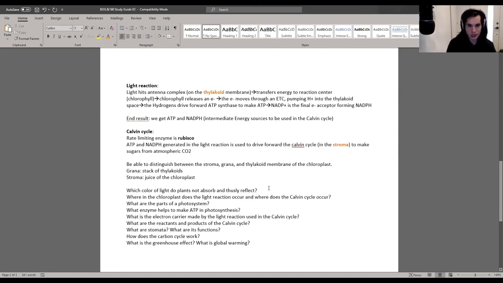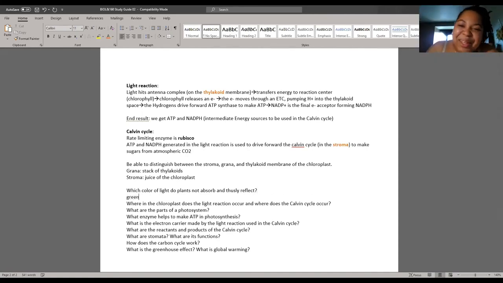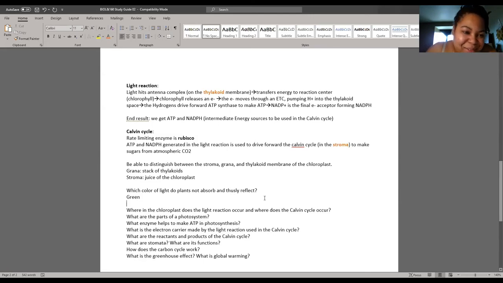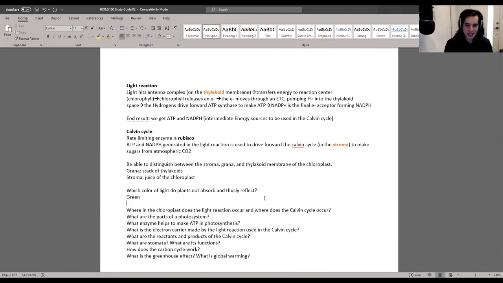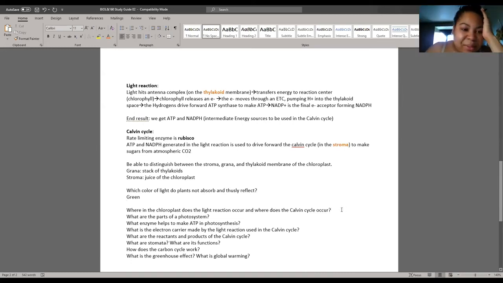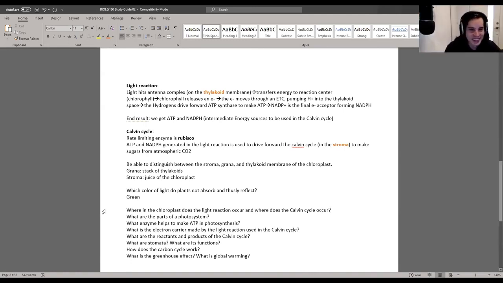Which color of light do plants not absorb and thusly reflect? That's going to be green. Green. Yeah. Which I thought was interesting. I did not know that in all my years of life. Yeah, any color you see, it's not because it is that color, it's because it's absorbing every color but that color, therefore reflecting it. Which makes me feel lied to, because that means that water is not blue. Yeah, it's just reflecting it, right? Changes your perspective a little bit.